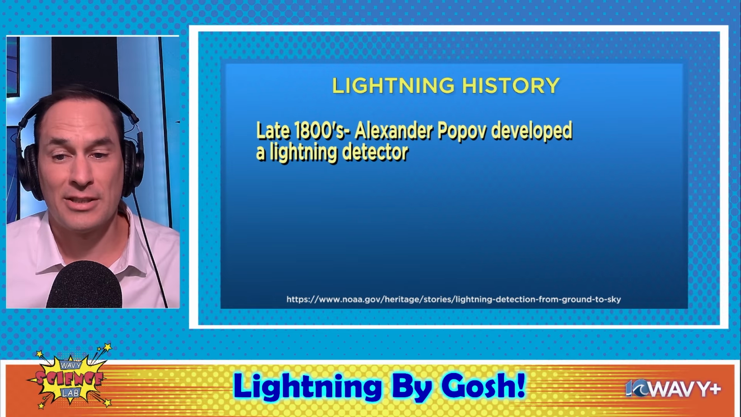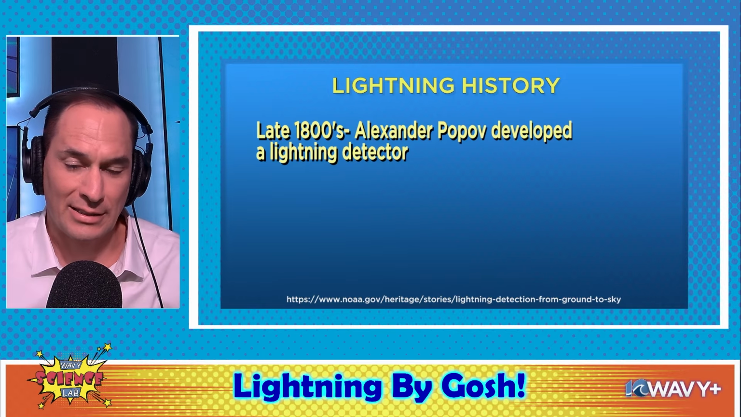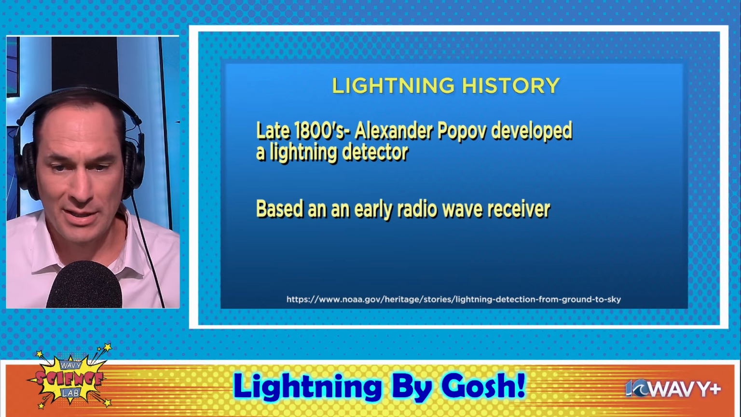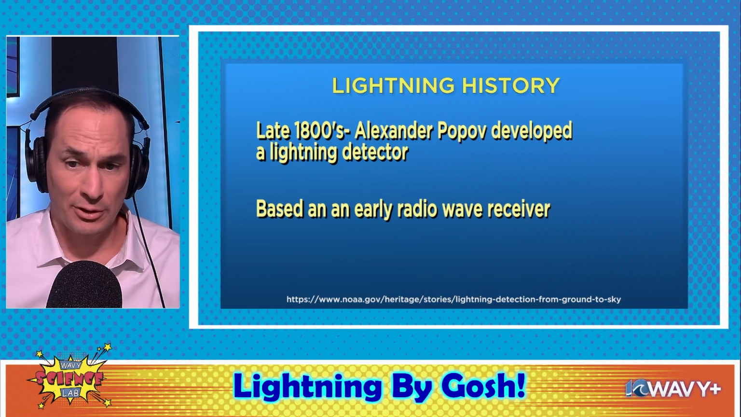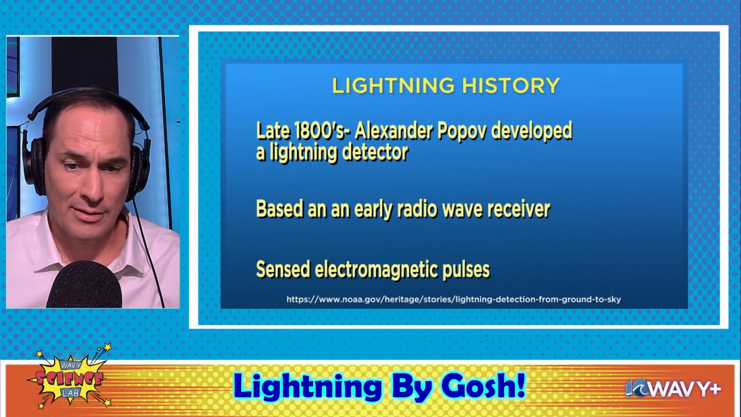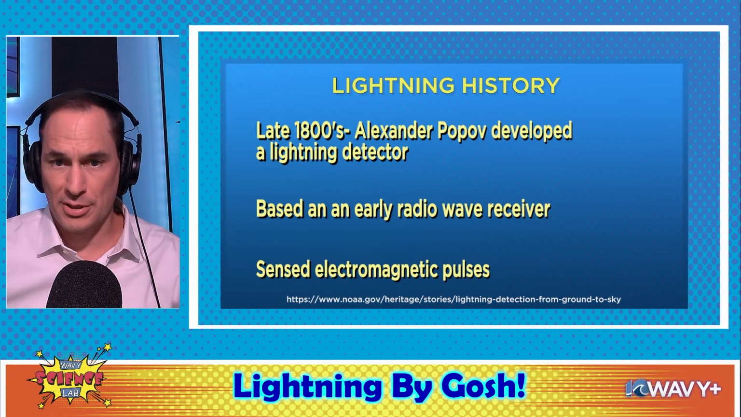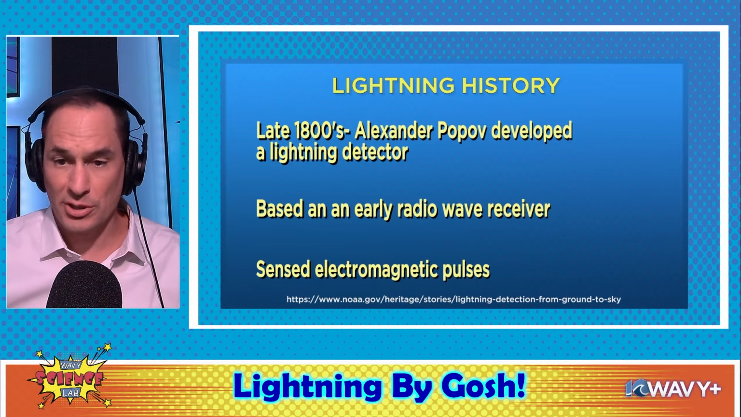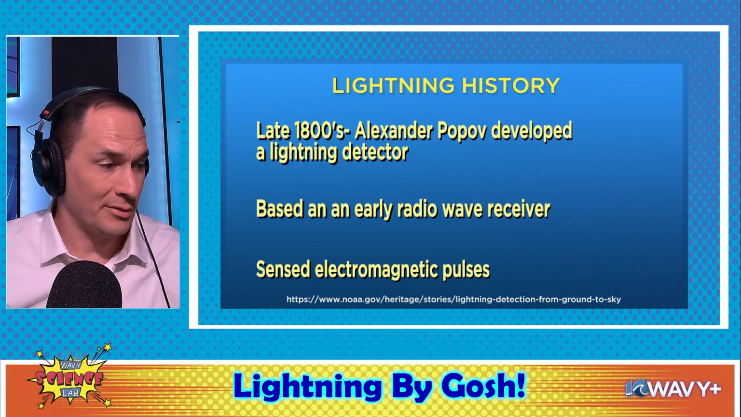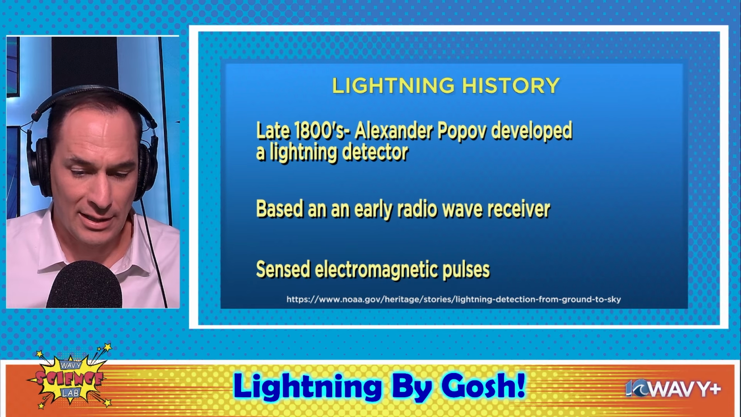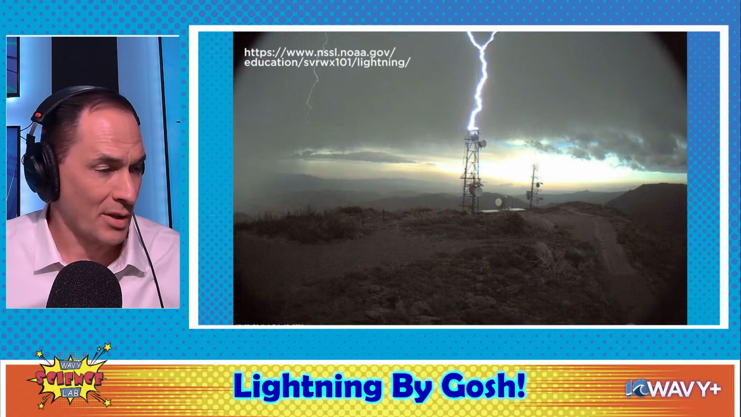In the late 1800s, Alexander Popov developed a lightning detector. He based it off an early radio wave receiver, and it sensed electromagnetic pulses, and that's how it worked. And of course, they're out there now. I mean, they're refined. There are sensors out there right now that can detect all these lightning strikes.